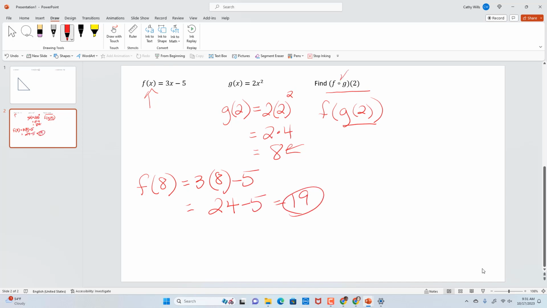So all this circle means is f of g of x. So f of g of 2, which is this, which is that.